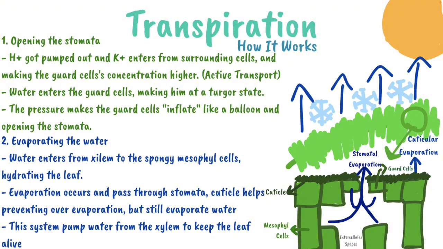Now, how do they close the stomata? Closing the stomata is pretty simple. The potassium ion gets pumped out, hydrogen ions get pumped in, and the cell's concentration is lower. So the water exits the guard cells, putting them in a plasmolysis state. The pressure makes the guard cells deflate and not bend anymore. So the guard cells finally close the stomata.